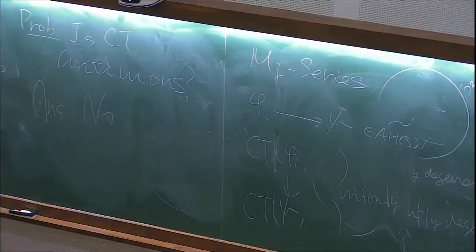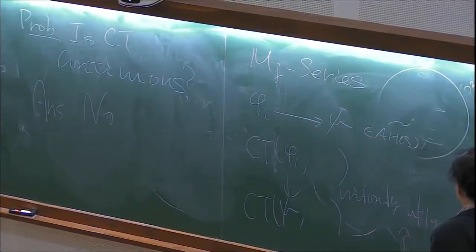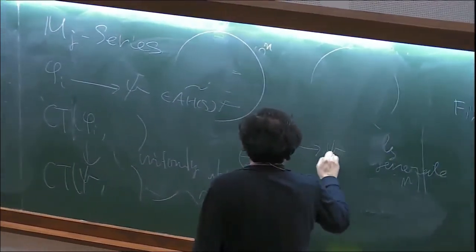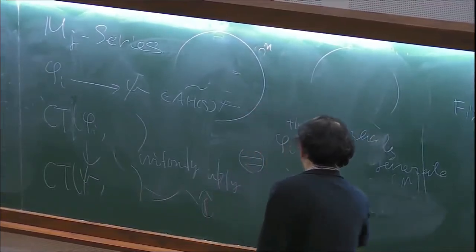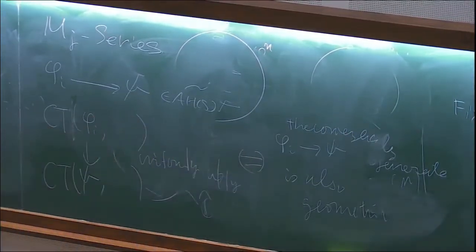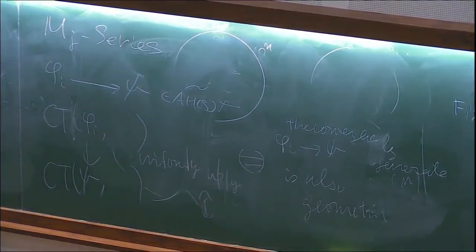if and only if the convergence is also geometric. So if the geometric limit of phi_i coincides with psi, then this function converges to that function uniformly. Otherwise, it doesn't converge uniformly. So the continuity of the two-variable function doesn't hold.